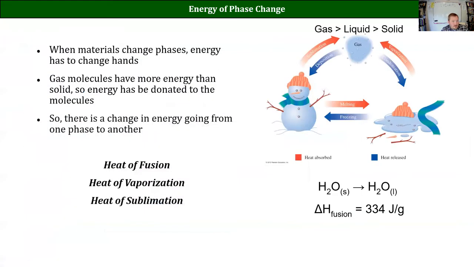All right. And so let's talk about one of the reasons why released versus absorbed winds up being so helpful. If we talk about changes in phase between different states of matter, anytime you have a change in phase, meaning if you go from gas to liquid or gas to solid or solid to liquid, there's a different vocab term associated with those different phases.